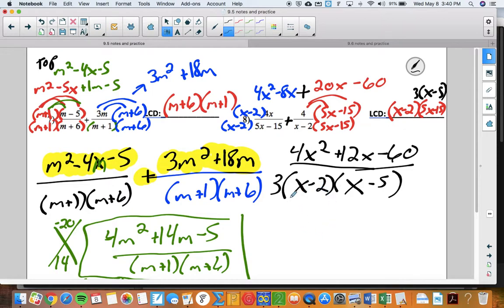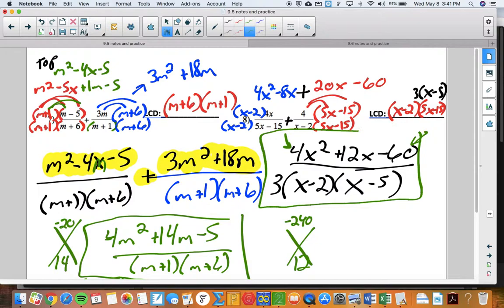So now I'm going to try to factor this trinomial that has a leading coefficient of 4. So I'm looking for numbers that multiply to negative 240 and add to 12. And I don't think that's possible. No. So it's not. That's too bad. So this is our final answer. Bada bing, bada boom.